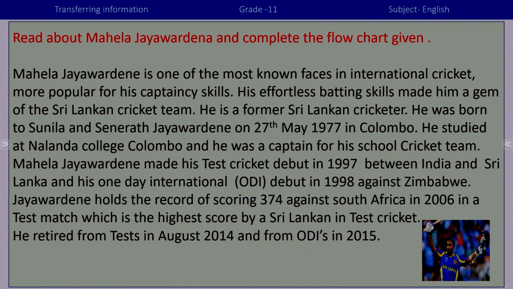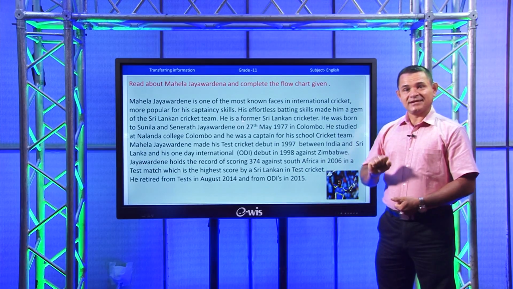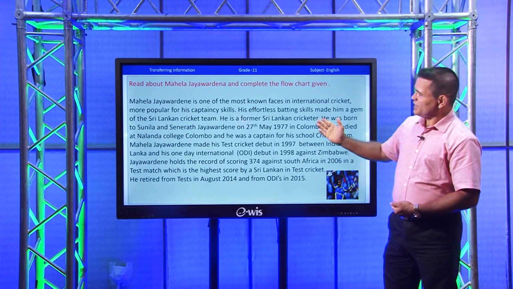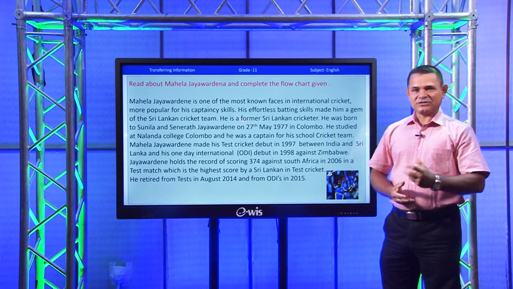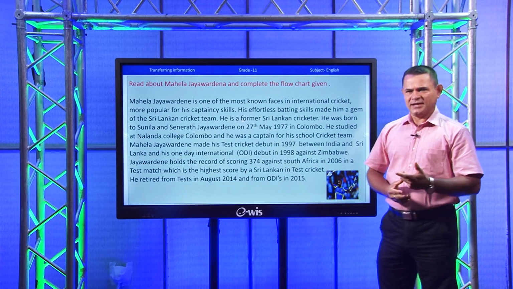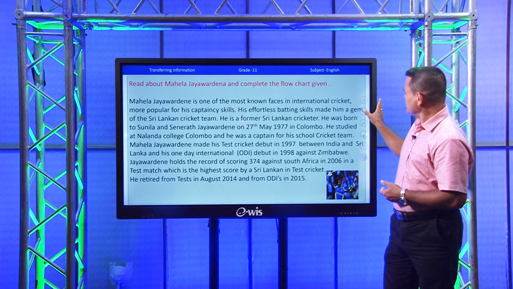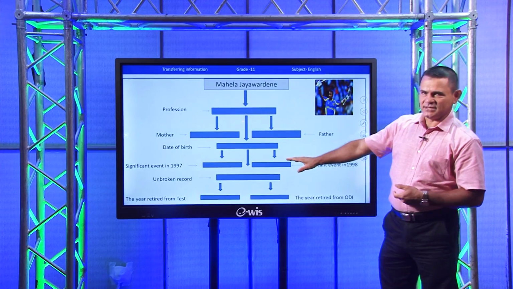Here, read about Mahela Jayawardena and complete the flow chart given. So, you read the flow chart earlier, and keeping that in your mind, when you read the text you can understand what information you have to take. First thing is that you have to keep that in your mind. Then it is very easy to extract necessary information. Can you read this one and extract the necessary information? I will show you the flow chart again, so that it will help you. Now, just remember these places.